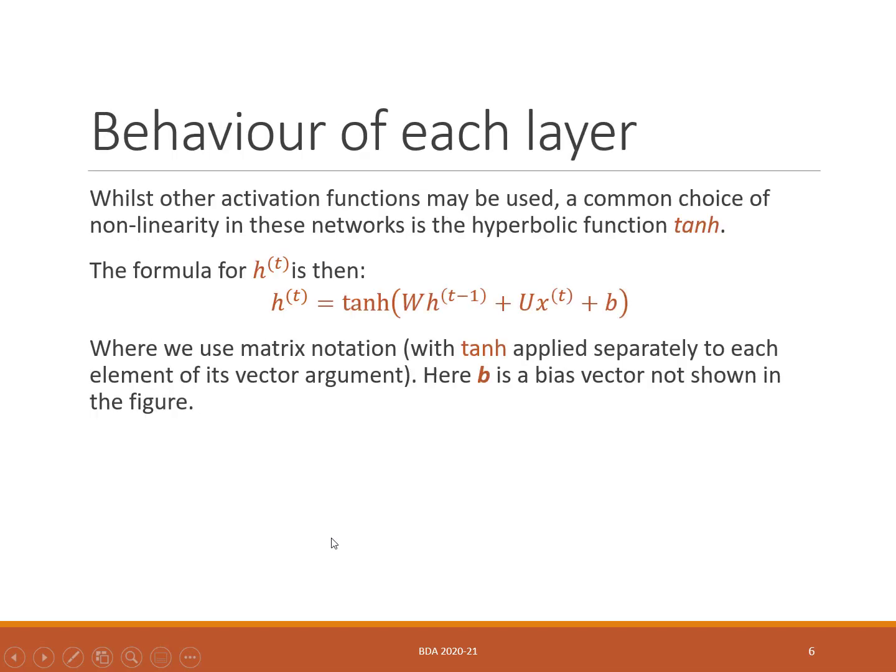As explained in the previous slide, the state value of each node is calculated using two weight matrices W and U, as shown here. In this formula, h(t-1) is the state of layer t-1 and b is a bias. We can use any activation function to add non-linear terms to the model. However, a common choice in these networks is the hyperbolic activation function tanh.